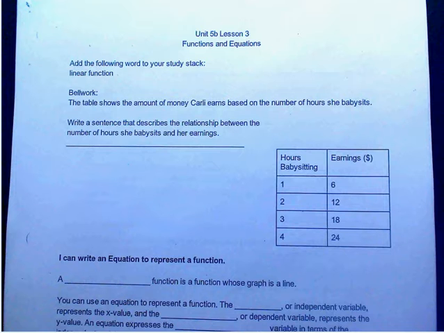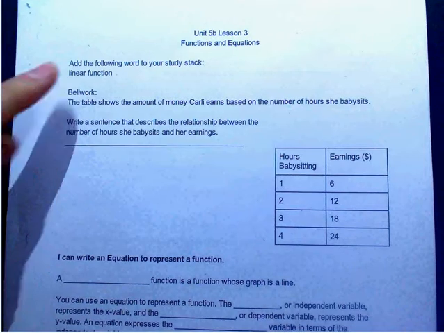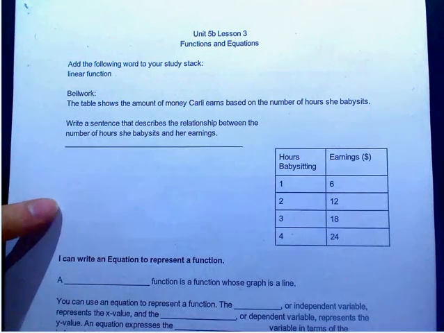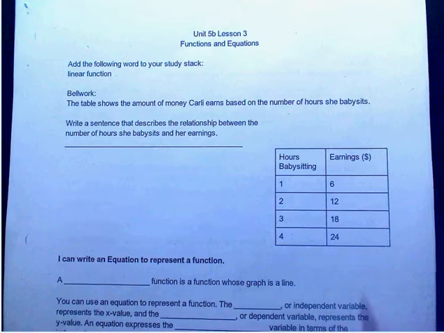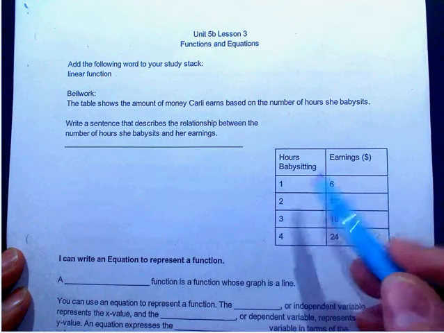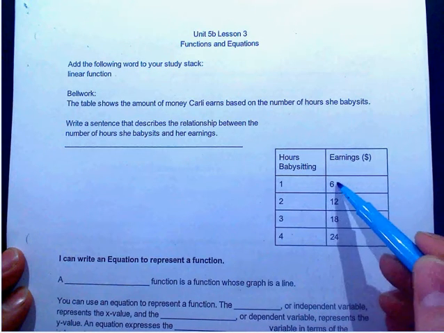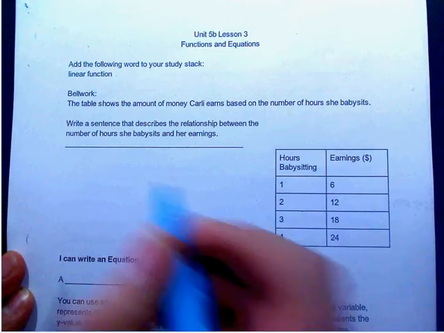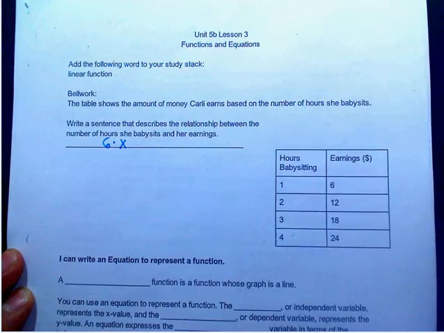on YouTube. Okay. Now, for Bellwork, you should have gone and added linear function to your study stack and answered this question here. The table shows the amount of money Carly earns based on the number of hours she babysits. We're going to write a sentence that describes this relationship between the number of hours she babysits and her earnings. So what's that rule? For instance, 1 hour is 6, 2 is 12, 3 is 18, 4 is 24. So if we look, we're going up by 6 each time. So our rule is $6 times the number of hours x.